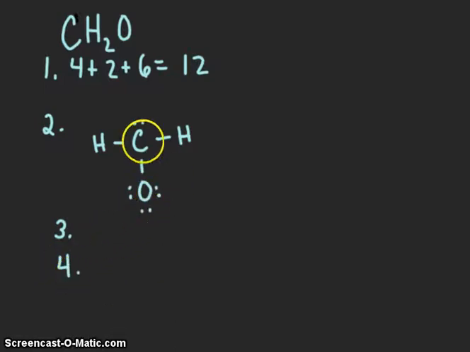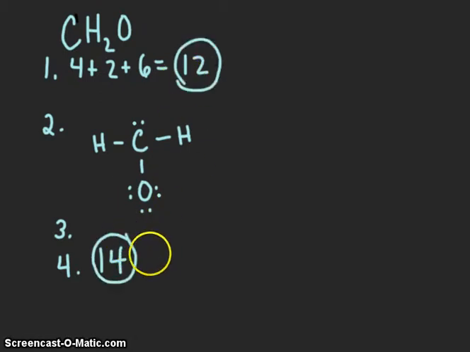Step 4, I count the electrons in my drawing. I have 2, 4, 6, 8, 10, 12, 14. That's not equal to the original number, so we subtract to get a difference of 2 electrons, which means we have to add 1 bond.